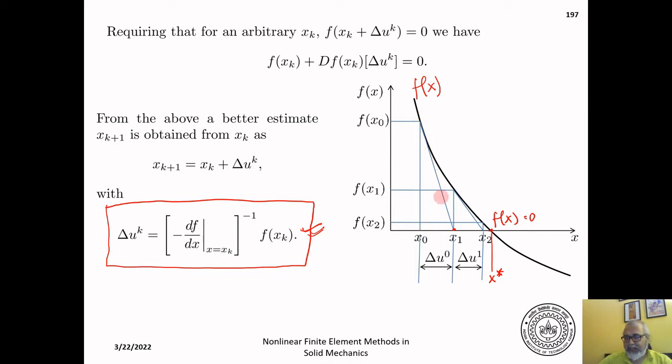So that gave me the tangent, and then finally I got this point. Now I will use this value xk, which is now equal to x1, with df dx evaluated at x1, and I get delta u1, which will take me to x2, which is obviously a better estimate. I keep doing this till I reach x star. So this is how it works in 1D. And in multi-dimensions, it is a similar procedure, and this is how we handle it.